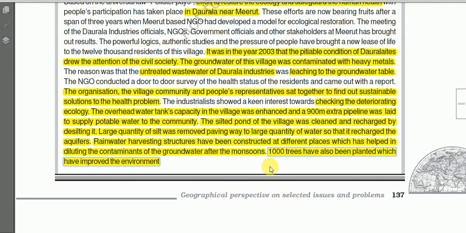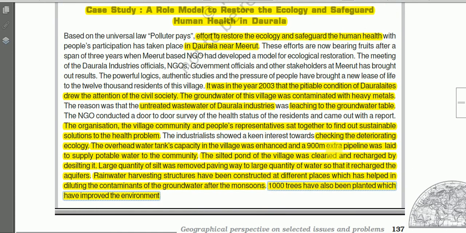1,000 trees have been planted, which have improved the environment. In addition to the construction of rainwater harvesting structures, they are also planting 1,000 trees to improve the environment. So these are the efforts made by the people of Daulara, the Daularites, to restore ecology and safeguard human health.